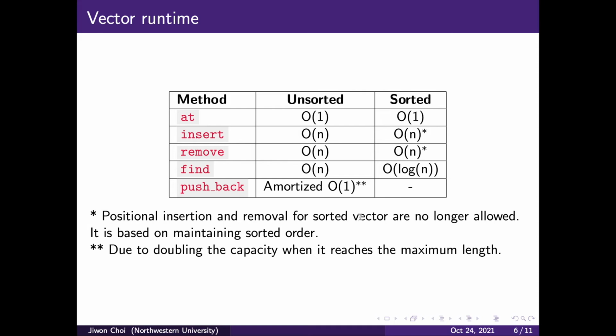And find is basically looking it up. For the unsorted list, we need to iterate through every single element. But in the case of a sorted vector, we can apply something such as binary search, so that's why it takes logarithmic time. In the case of pushback, this is the one that I just talked about, the amortized O of 1, because we need to double the capacity and copy all the elements and push it back. That's why it takes O of n in some cases, but in general it is O of 1 where there's empty capacity at the back. That's why it's amortized O of 1.